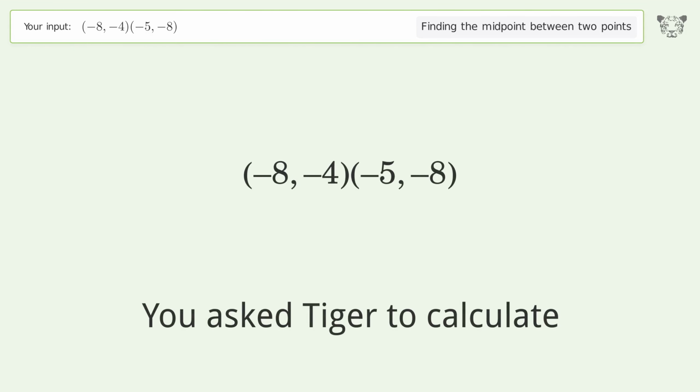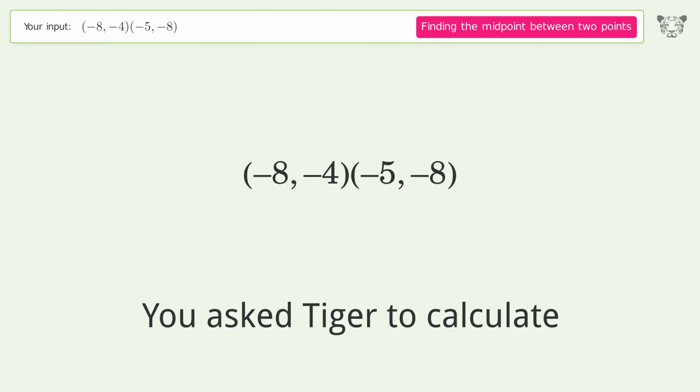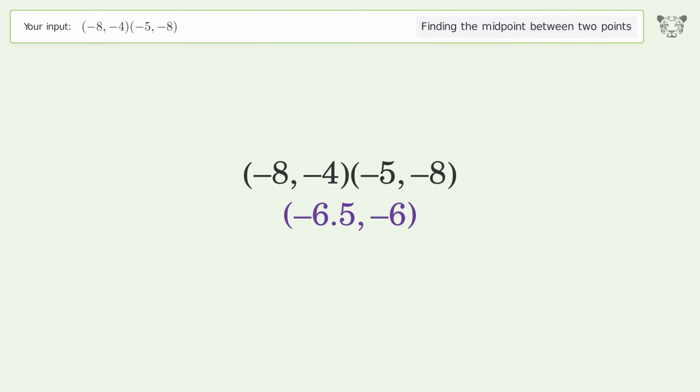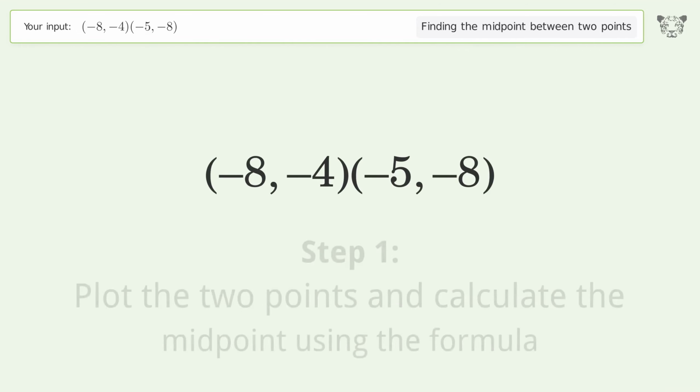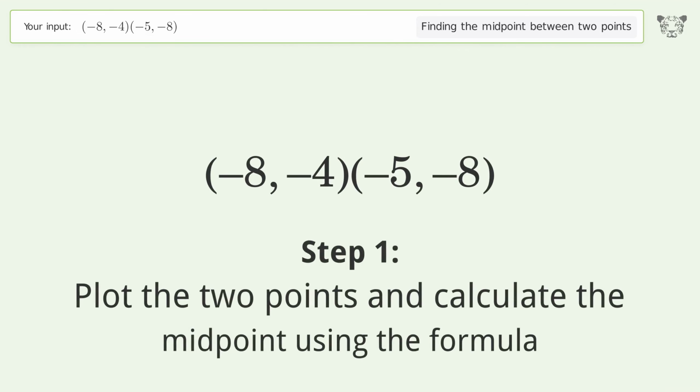You ask Tiger to calculate. This deals with finding the midpoint between 2 points. The midpoint between the 2 points is -6.5, -6. Let's solve it step by step. Plot the 2 points and calculate the midpoint using the formula.